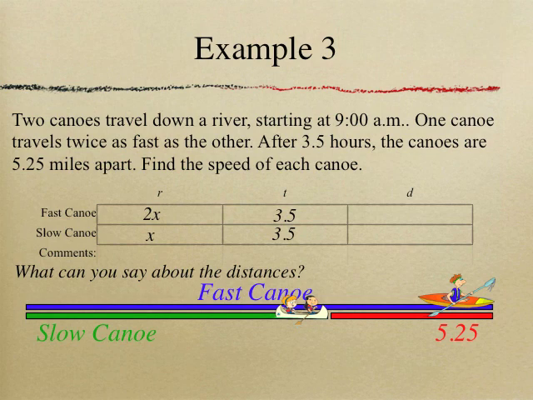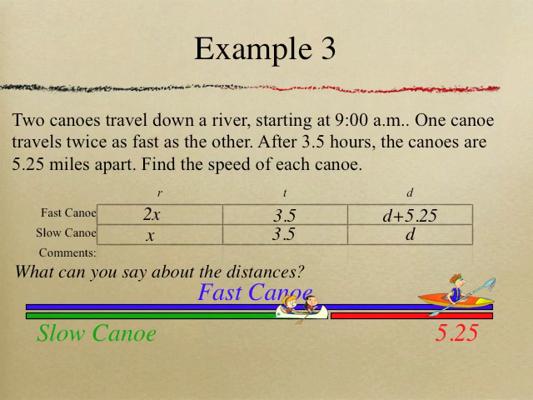So do they go the same distance? No, they don't. If the slow canoe goes the distance d, how far does the fast canoe go? It goes d plus 5.25. Okay, so we have our chart filled out. That's the first third of the problem.